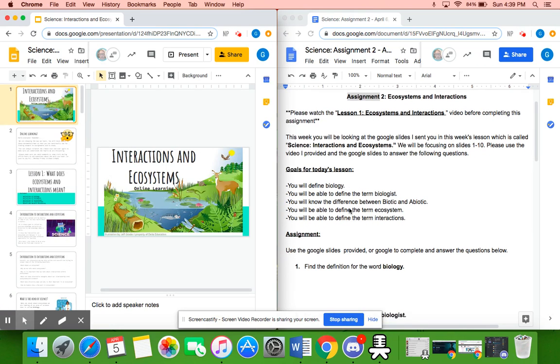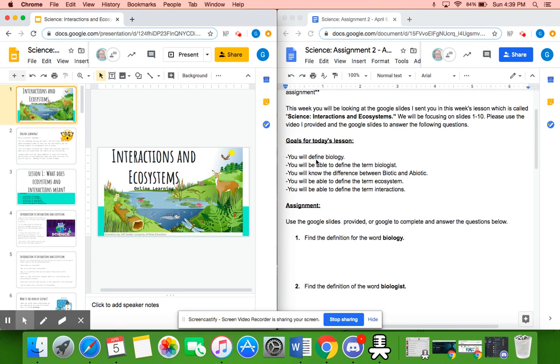Now, goals for today's lesson: you will define biology. You will be able to define the term biologist. You will know the difference between biotic and abiotic. You'll be able to define the term ecosystem. You'll be able to define the term interactions.